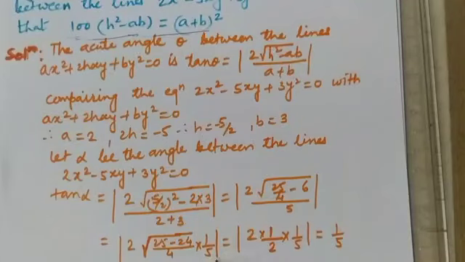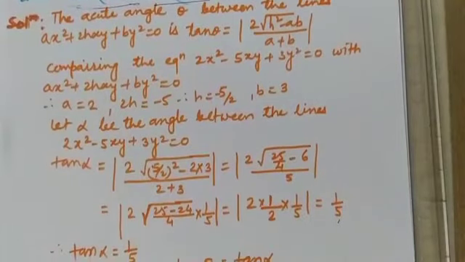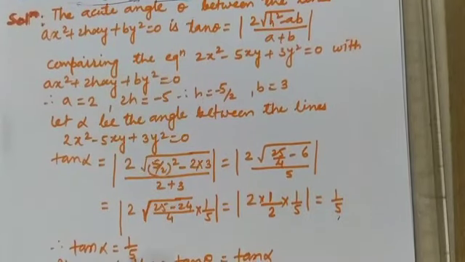divided by root 4, and 1 by 5 as it is. Now after taking out the square root, 2 into 25 minus 24 is 1, and the square root of 4 is 2, and 1 by 5. The 2 and 2 get cancelled, and what remains is simply 1 by 5. So the tan of alpha we have calculated here is 1 by 5.